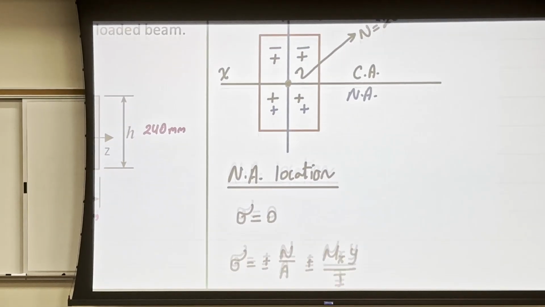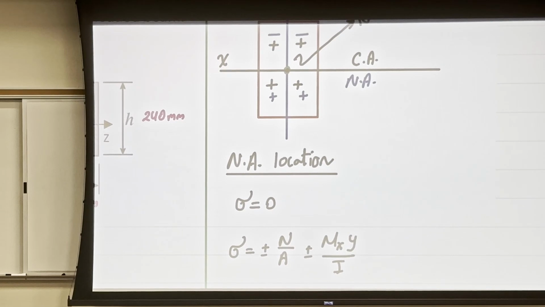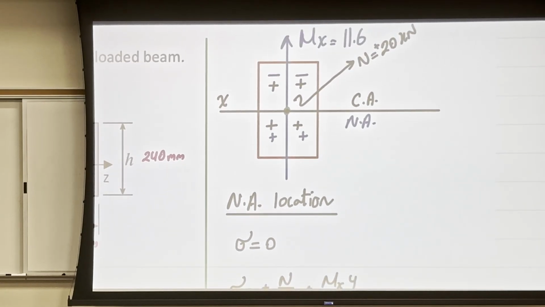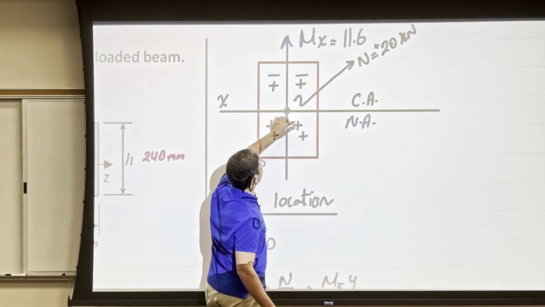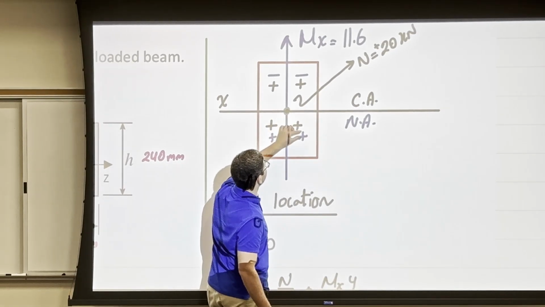So here is the question. The reason why we draw the positive or negative here is because if I ask you to calculate the stress at this point, for example, this point falls in a region where the normal force is positive and the bending moment is positive.